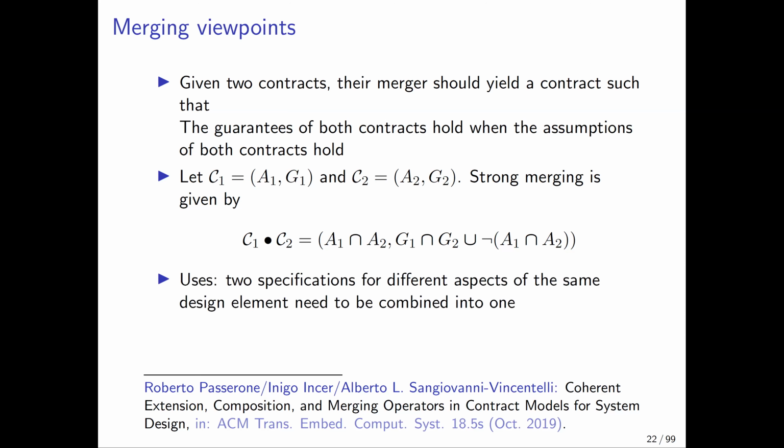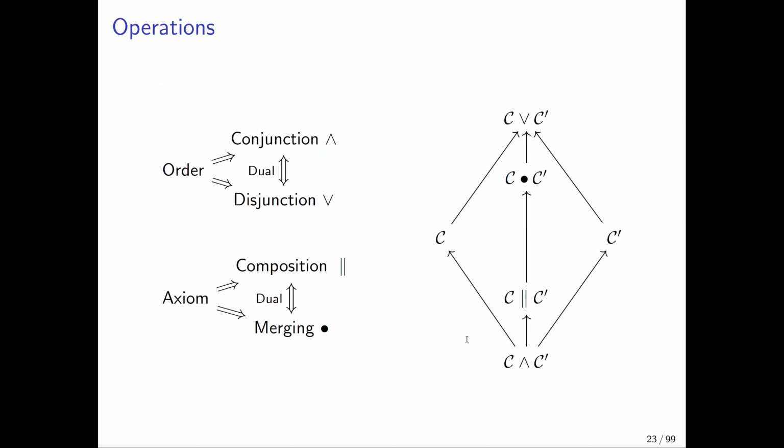And this is another appearance of our duality relation. It turns out that the notion of composition and the notion of strong merging are duals of each other. So now our diagram of contract operations looks as what we have in the slide. Two operations come from order, they are dual. Two operations come by axiom, and they are dual.